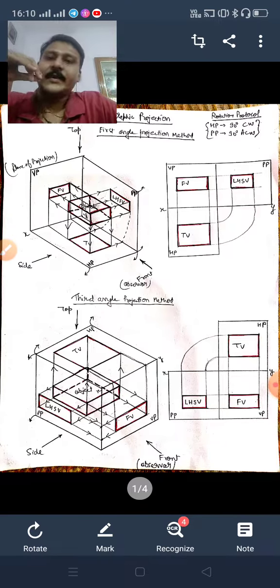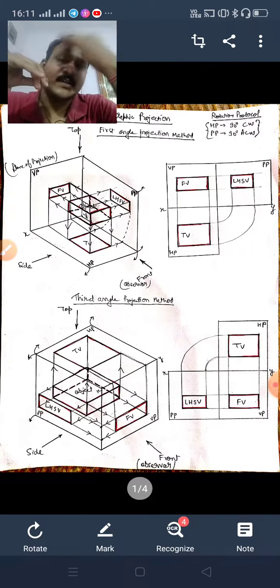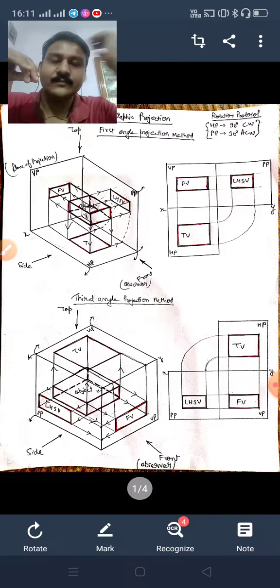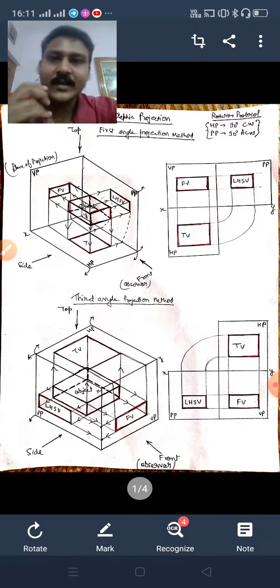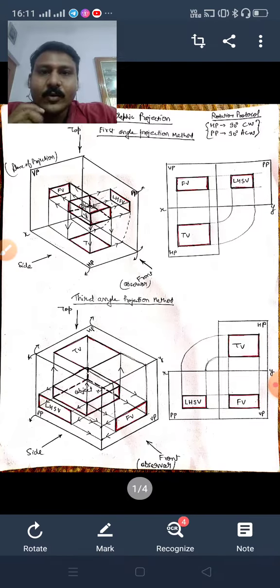So we have completed the projection of planes part. Now let us come to orthographic projection. I have already explained orthographic projection also, but since we have to draw the block diagrams now, it is better to revise once again what orthographic projection is. So let us start with this chapter, orthographic projection.